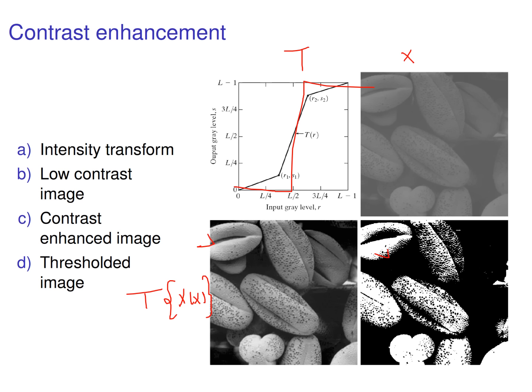Now, this is good for contrast. The intensity transformation is good for contrast enhancement, so I'm enhancing the image. So this is not that good. This is good. We can tell what that is.